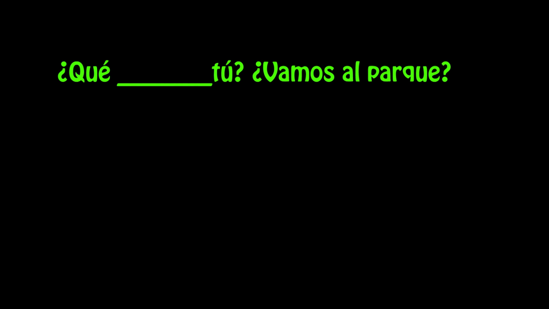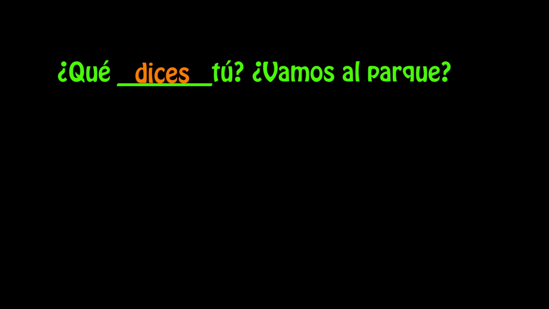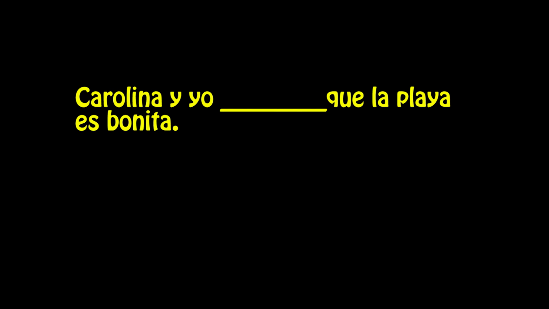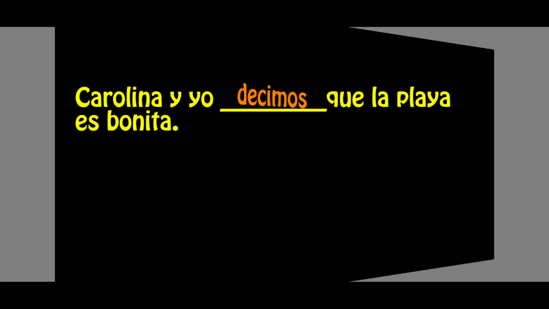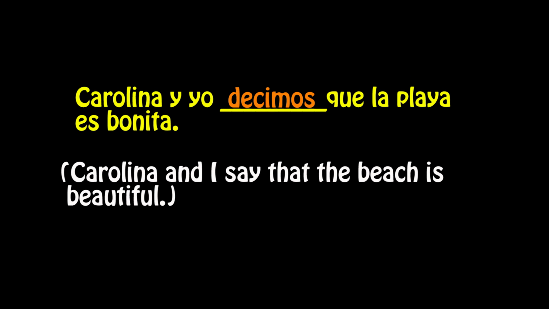¿Qué, blank, tú? ¿Vamos al parque? Dices, ¿qué dices tú? ¿Vamos al parque? What do you say? Are we going to the park? Carolina y yo, blank, que la playa es bonita. Decimos, Carolina y yo decimos que la playa es bonita. Translation, Carolina and I say that the beach is beautiful.